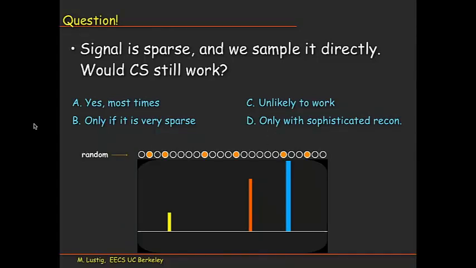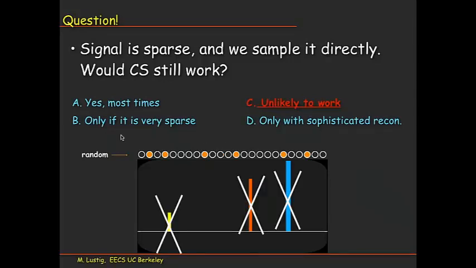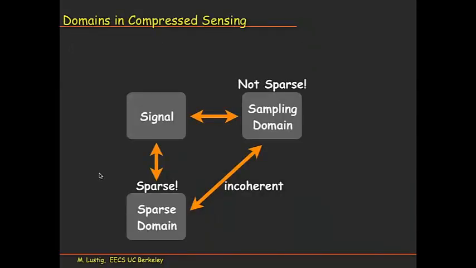All right, now we got a distribution. Okay, so the right answer is unlikely to work. And the reason it's unlikely to work is because we sample a sparse signal directly, and we're most likely to miss the sparse signal coefficients. Okay, so we're just not going to be able to capture it. And so that leads to the domains of compressed sensing.